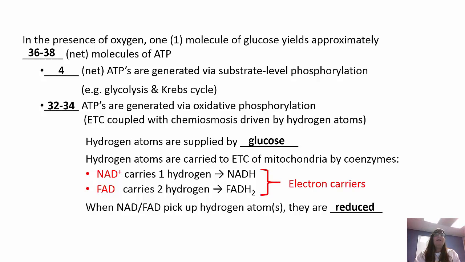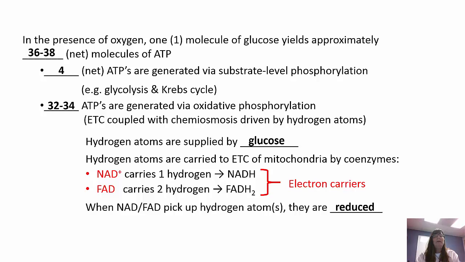So in the presence of oxygen, one molecule of glucose can yield 36 to 38 molecules of ATP. 4 are generated via substrate-level phosphorylation, so glycolysis and the Krebs cycle. 32 to 34 are through oxidative phosphorylation, so the electron transport chain.